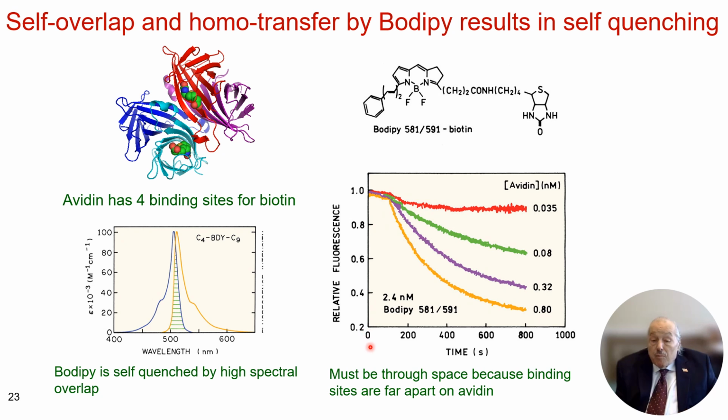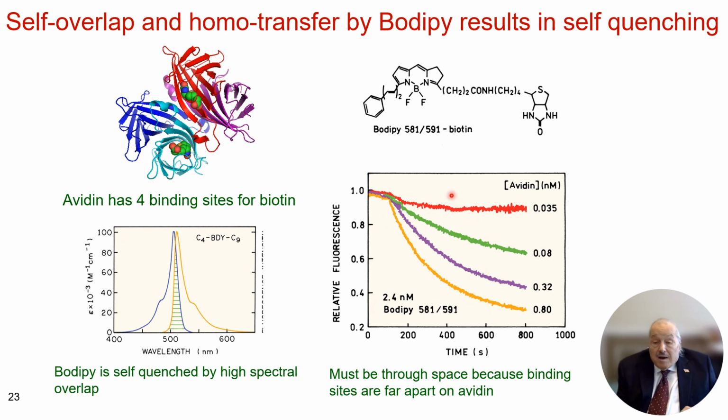But they do have one major disadvantage, which is they have a very small Stokes shift, which means they have a lot of overlap of the absorption with the emission spectra, and this results in self-quenching. One of the experiments that shows this is the binding of this biotin moiety to the avidin protein, which has 4 binding sites. They're distant from one another.